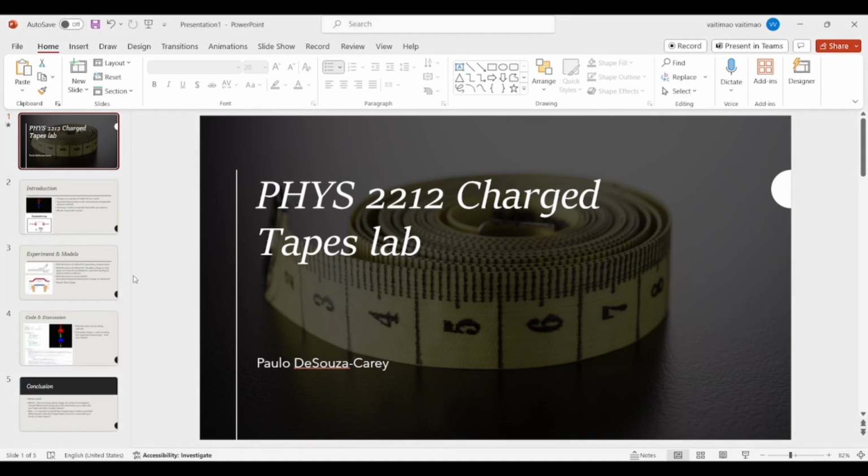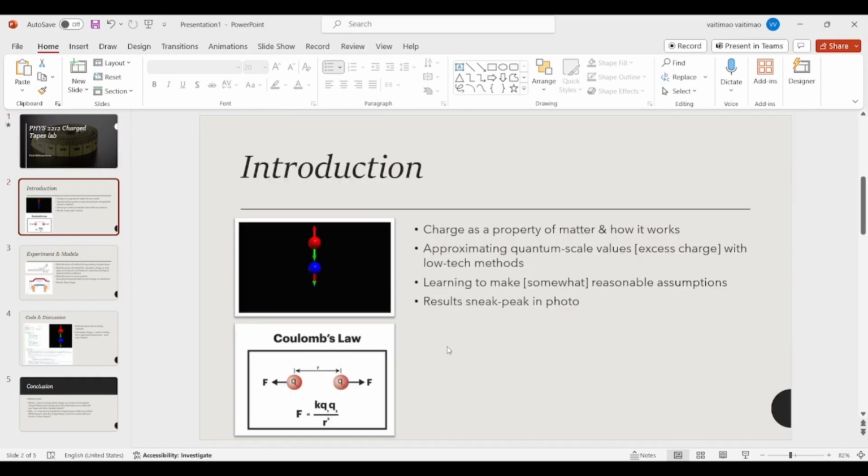I'm Paulo Sozakiri, and this is my Charge Tapes lab report. This lab had us experimenting with charge using pieces of charge tape.